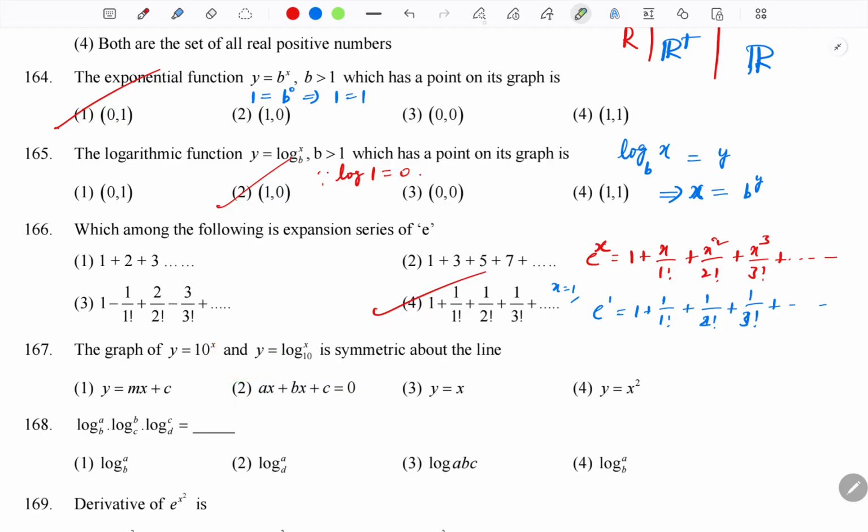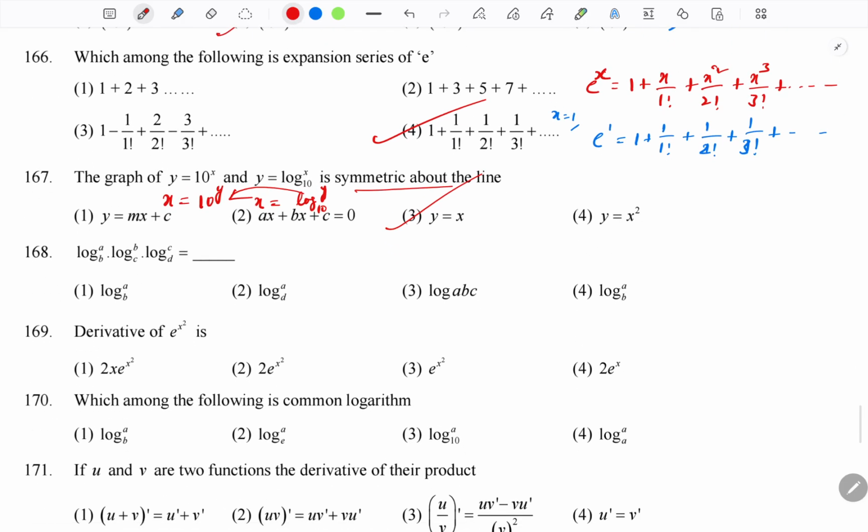So what is the correct option? It's y equal to x. How can we say? Simply we know that the graph of any function and its inverse are always symmetric about the line. Which line? y is equal to x only, right? Otherwise it is not possible. See, when will the function be symmetric? If I take x equal to 10 power y, then it should be x equal to log base 10 of y, right? Then we can get this one from this one, symmetric. Otherwise no choice. Next one.